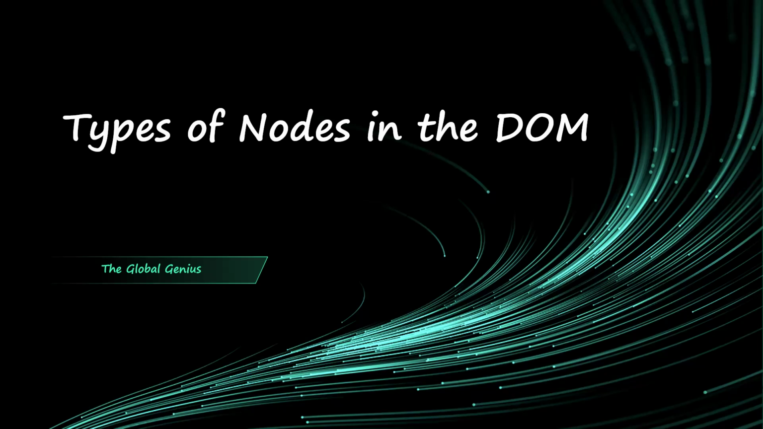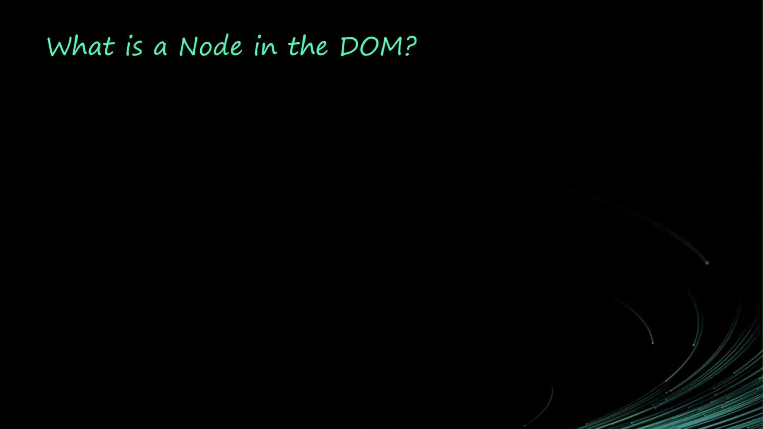So there are types of nodes, but first of all, what is a node? We want to take a look at types of nodes in the DOM, but what exactly is a node? In the DOM, everything is a node.